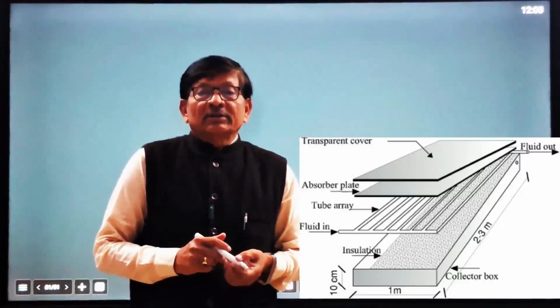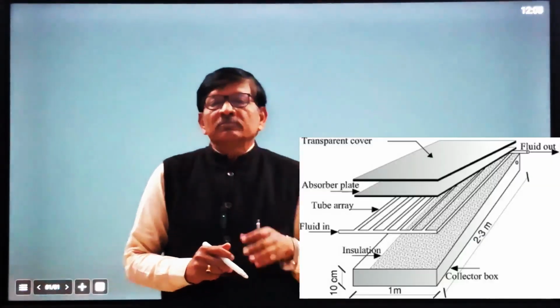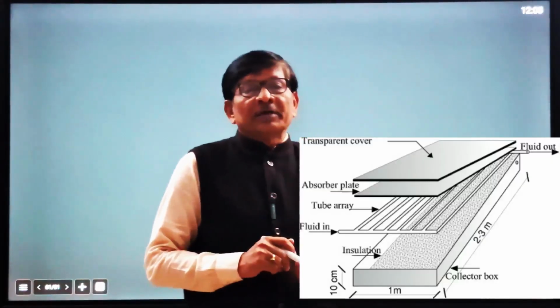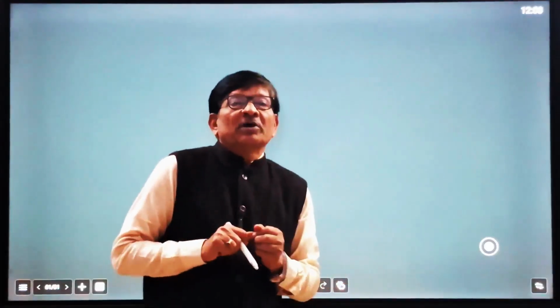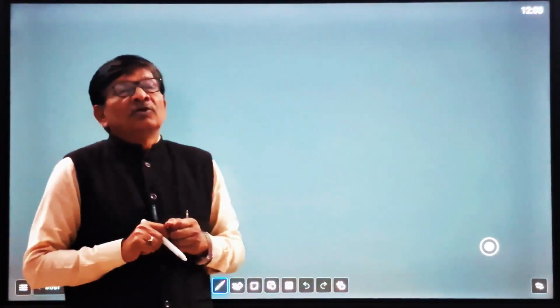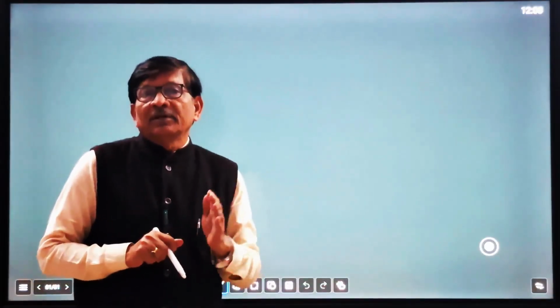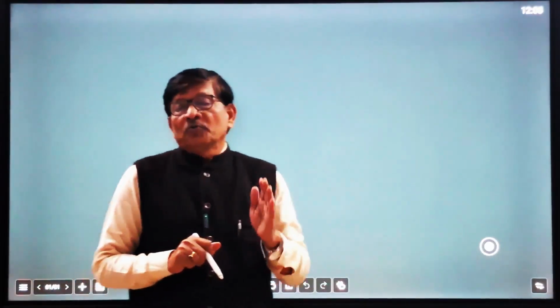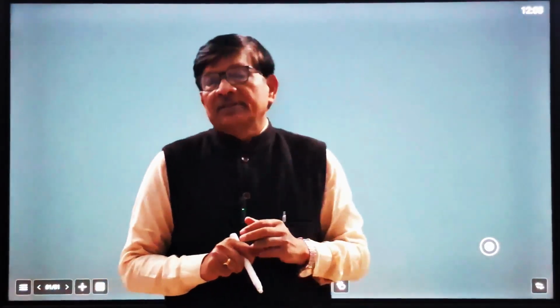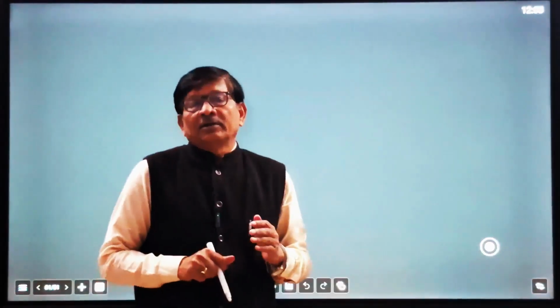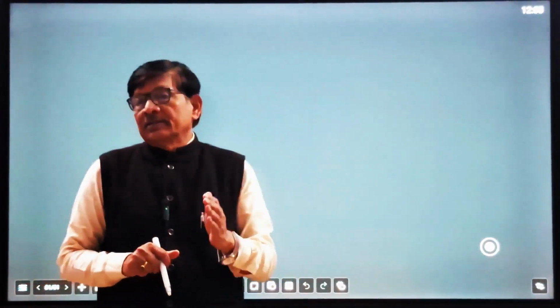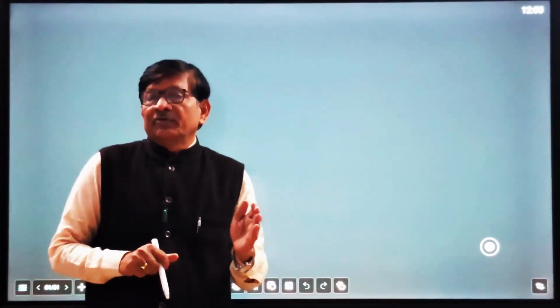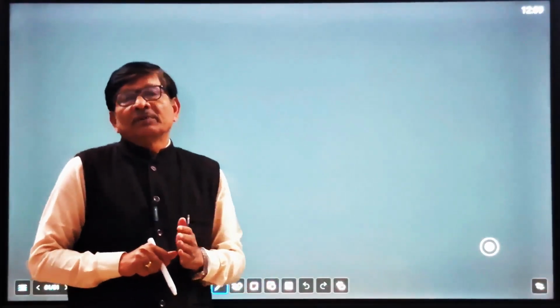So today we are going to discuss flat plate solar collector performance, how we determine the performance analysis of the flat plate solar collector. Simply, we define how to find out the thermal efficiency of the flat plate solar collector, the direct beam radiation, and the effective solar intensity reaching the absorber plate.